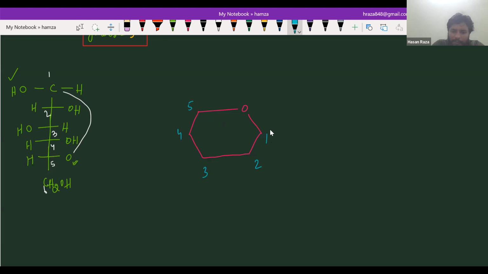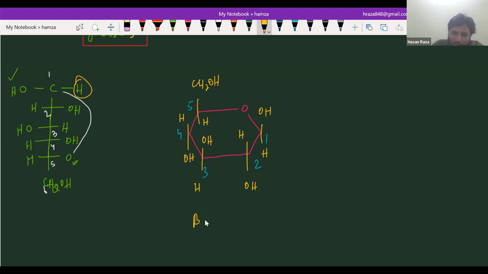Now, whatever is on the left hand side will be on top. Above is OH and then H, then OH and then H, and then OH and then H, and then the fourth carbon H and then OH, and on the fifth carbon CH2OH and then H. You can see H on the right hand side, so it will be beta D plus glucopyranose.